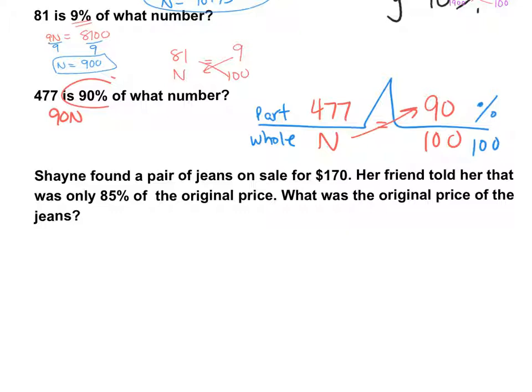90n is equal to 47,700. And then when I divide by 90, you get 530. And again, put it back into the question to see if it makes sense. You had 530 and you took 90% of it. Or think of it in terms of questions on a test. There was a total of 530 questions. You got a 90%. That means that you got 477 correct. That makes sense.